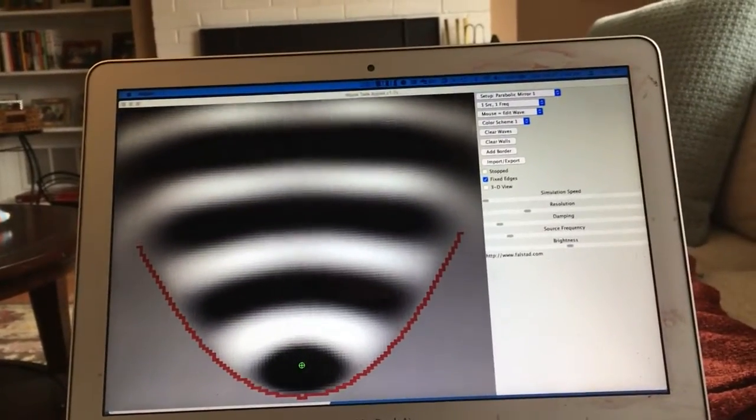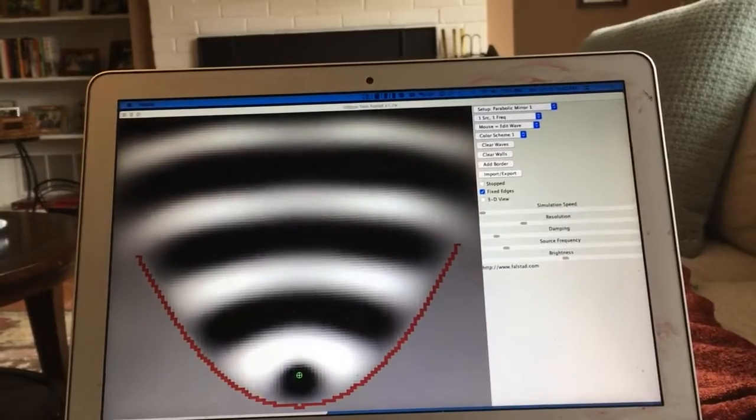Okay, so this is the Ripple Tank Java applet.